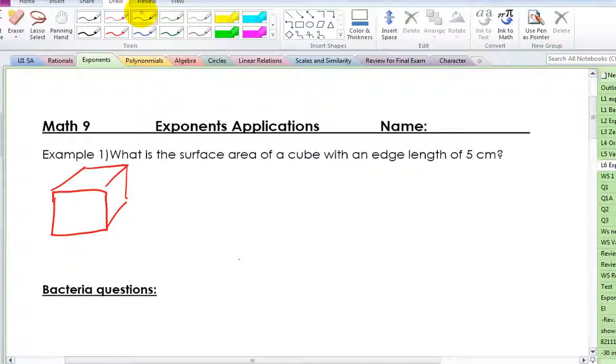Always good to draw a diagram to help you solve word problems. Okay, so if you're stuck, draw a picture. Let Dad help you. See, get it? Dad, draw a picture, diagram.